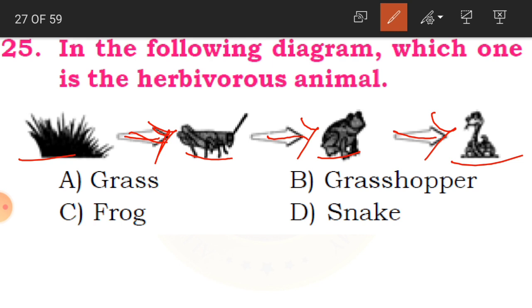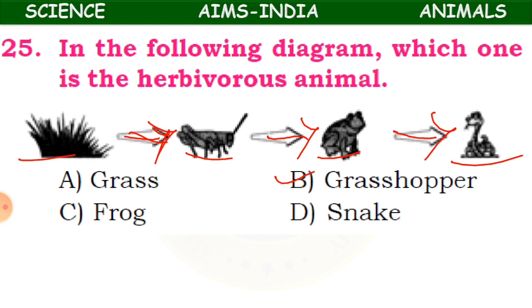Grasshopper. No, grasshopper. Why? Because it is eating grass here. So that is why grasshopper is the correct option.